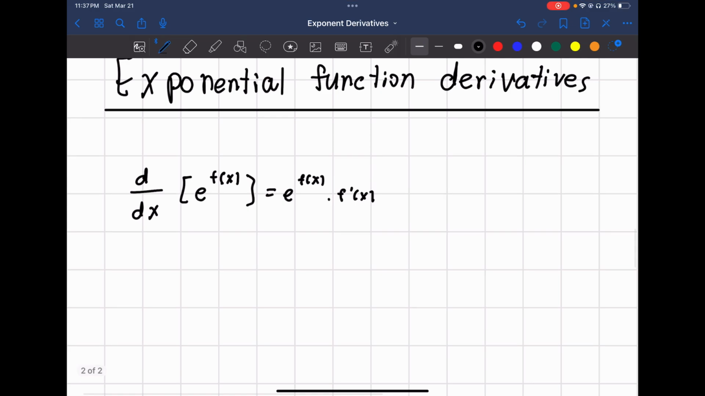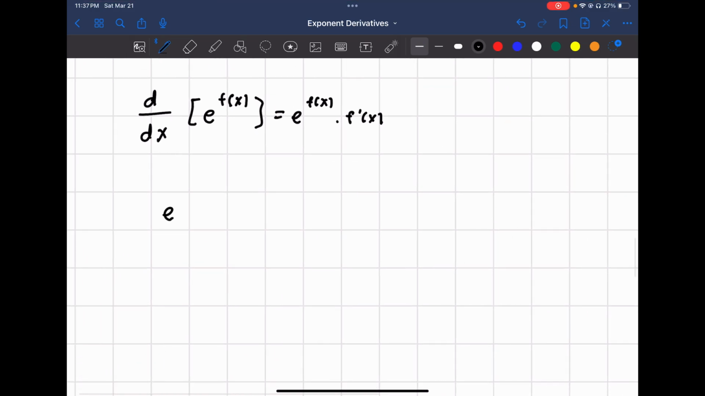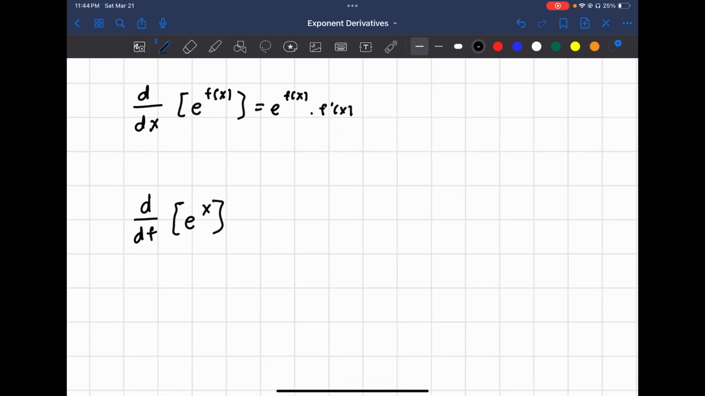So e stands for Euler's constant, which is approximately 2.718. And essentially, this is just a special number in calculus where it appears when something grows smoothly and continuously over time. Okay, so let's do a few examples.